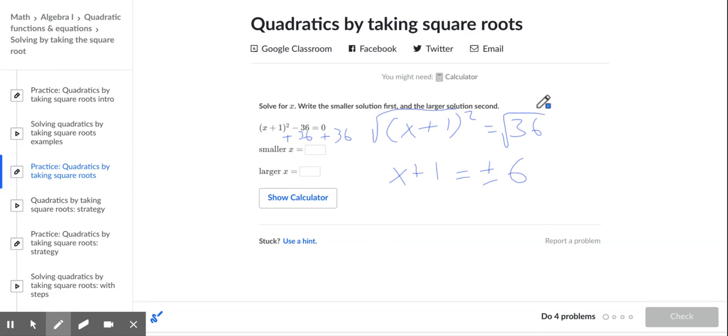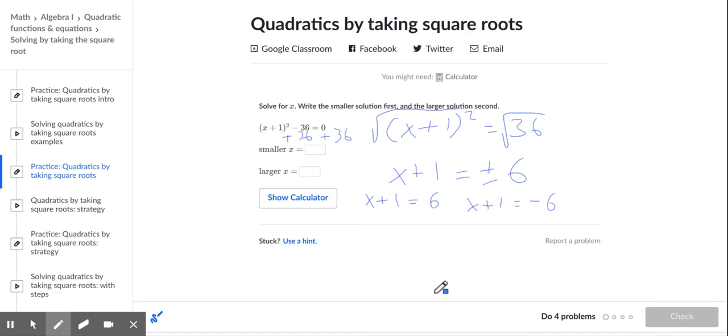So anytime we take a square root of a number, we need to do plus or minus. Now I have two equations. I have the situation where this is positive 6, and I have the situation where this is negative 6. So I have x plus 1 equals 6, and x plus 1 equals negative 6. And yes, you have to split it up into both cases. I can't just subtract 1 here and get plus or minus 5. And you'll see in a second that that would not be the correct answer.